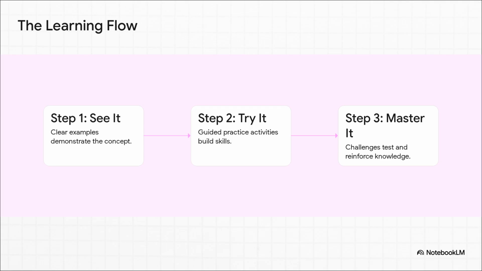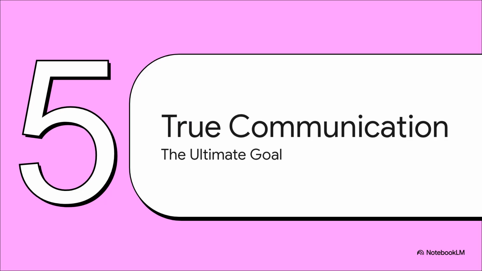First, students see clear examples. Then they get to try it out themselves with some guided practice. And finally, they prove they've got it by taking on a challenge. It's a cycle that's designed to build not just skill, but real confidence. All right, let's wrap this up with our final section and see how it all comes together. We're going beyond grammar to true communication.